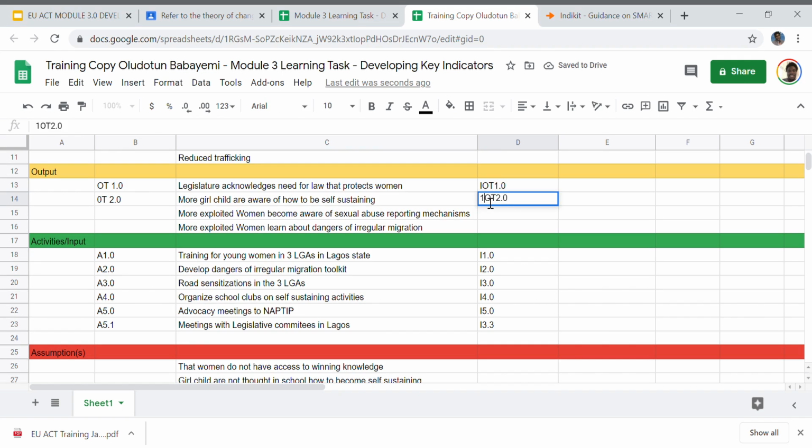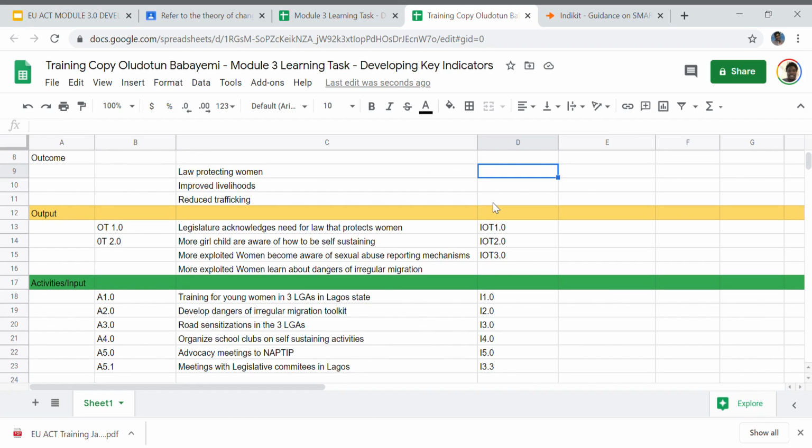So this can be I, right? So capital I. Then this also I, output 3.0. So this I can use to quickly define, oh, IoT, right? Then my outcome, which I will use O for: outcome 1, outcome 2, outcome 3.